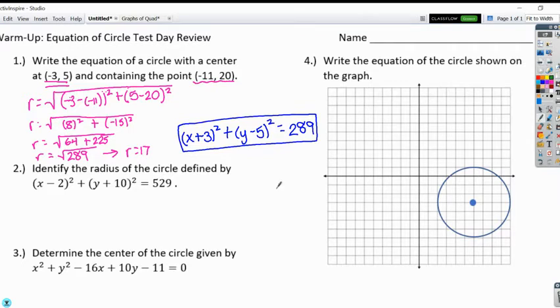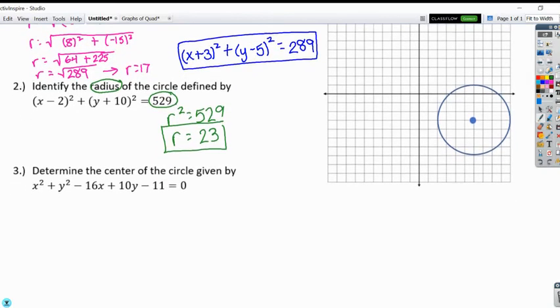Next up, as we go down the page to number 2, it wants us to identify the radius of our circle. Well, remember, radius comes from that value that stands alone. This is my r squared. So if r squared is equal to 529, I need to take the square root on both sides now to isolate that. So my radius must be 23.